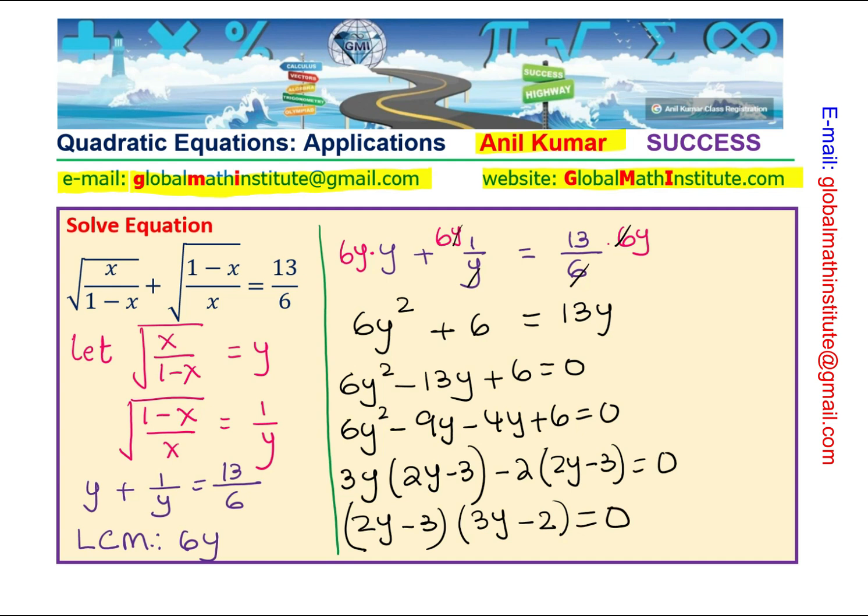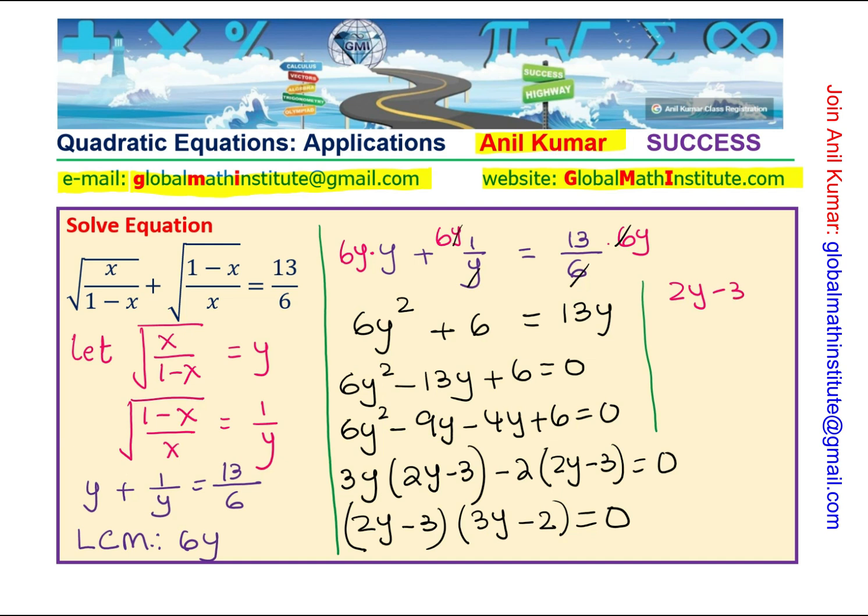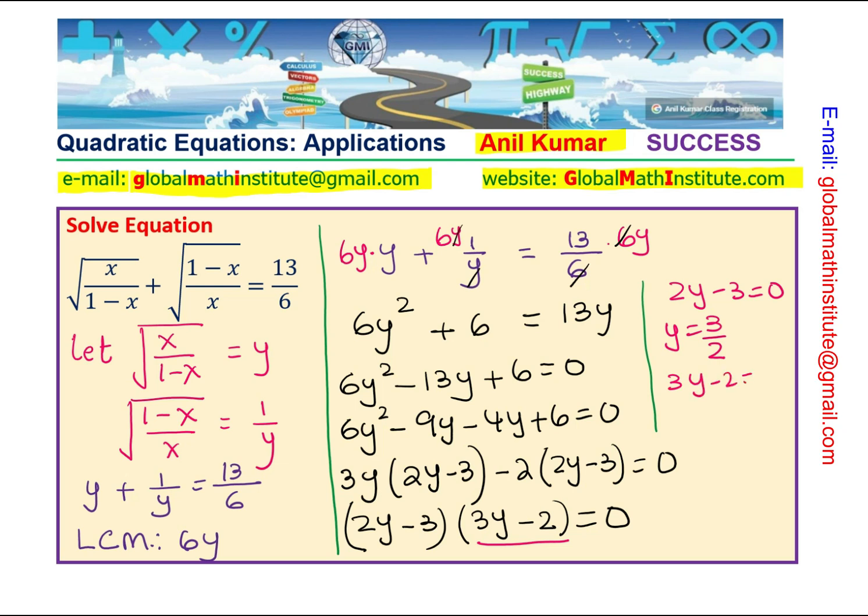And that gives you the solution for y. Equating 2y minus 3 to 0, we get y equals 3 by 2. The other term, 3y minus 2 equals 0, will give you y equals 2 over 3. So you can see y could be either 3 by 2 or 2 by 3. Makes sense, right? Perfect. Now we need to find the value of x, so let's move on to a new page.